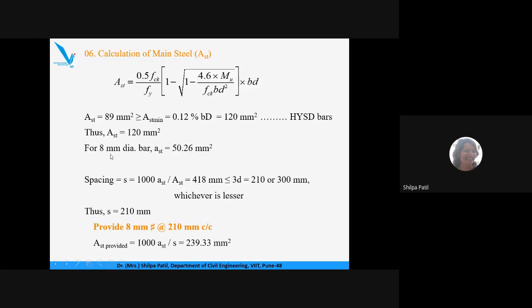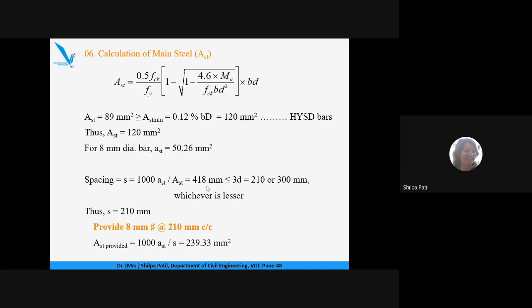We have already assumed that 8 mm diameter bars are there. So for an 8 mm diameter bar, the area of the single bar comes out to be 50.26, that is pi d square by 4, pi into 8 square by 4. That value is coming as 50.26. Now by making use of this equation of spacing, 1000 into AST divided by total area of the steel, putting all these values, our spacing is coming as 418 mm.